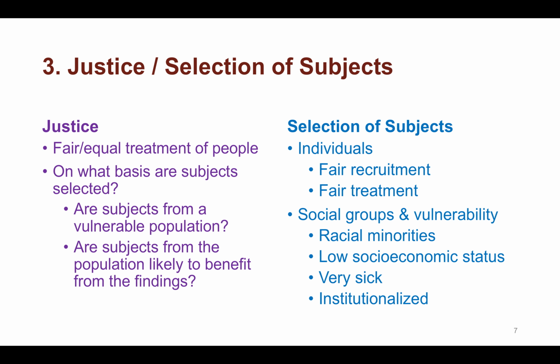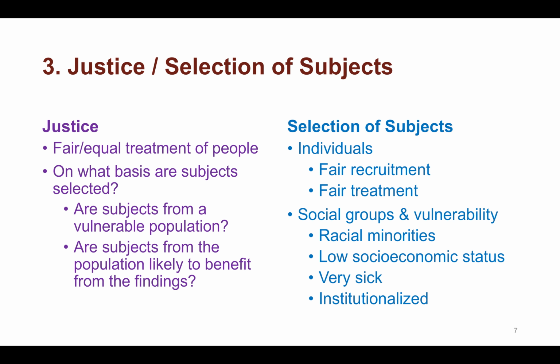The third principle is justice, and its corresponding application is selection of subjects. So justice refers to the fair and equal treatment of people. It addresses the question on what basis are subjects selected. So are subjects from a vulnerable population? Are they from the population that is most likely going to benefit from the findings? So in other words, we shouldn't be selecting a more vulnerable population or really any population of people if some other population is more likely to benefit from the findings.